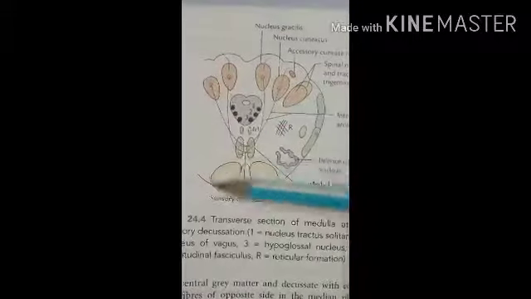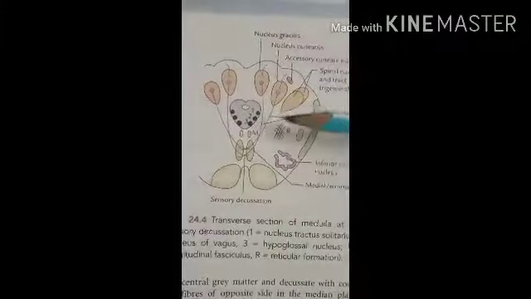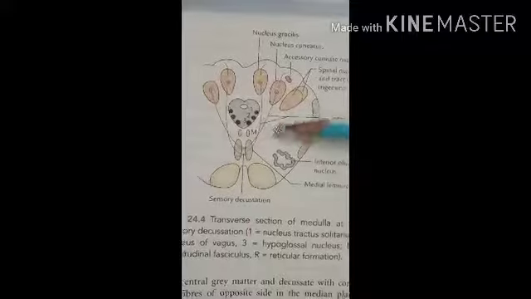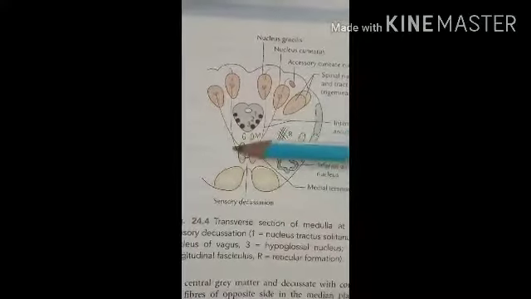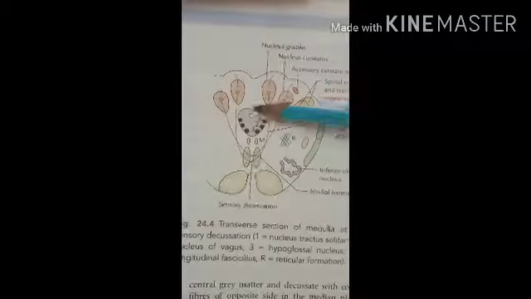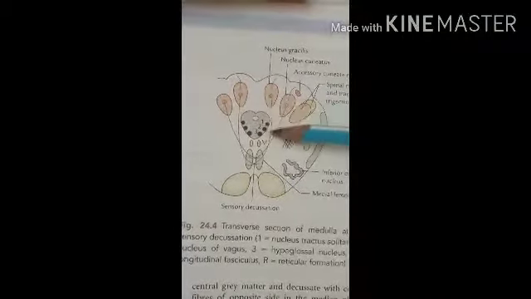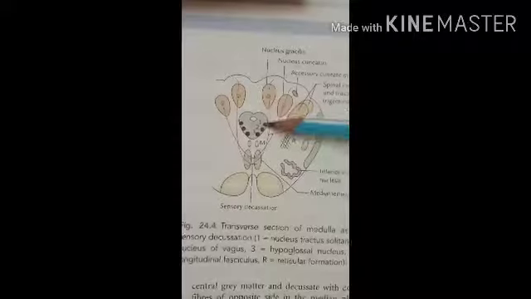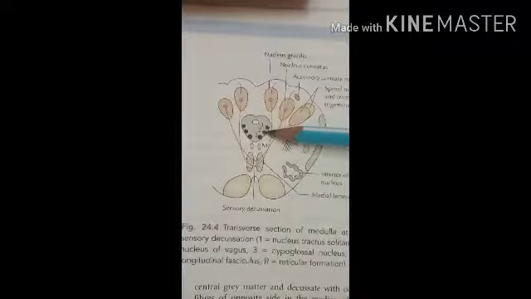So here in this diagram you can see the TS of medulla at the level of sensory decussation. Here you can see the decussation. First, that is the central gray matter. The central gray matter is very small and contains three nuclei. Here you can see first, second and third.